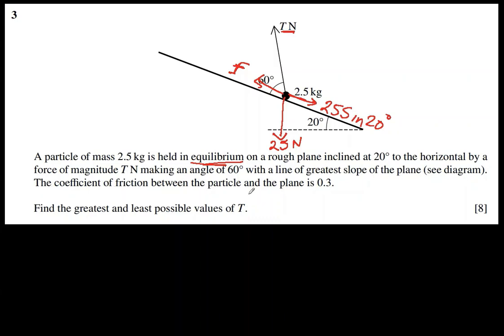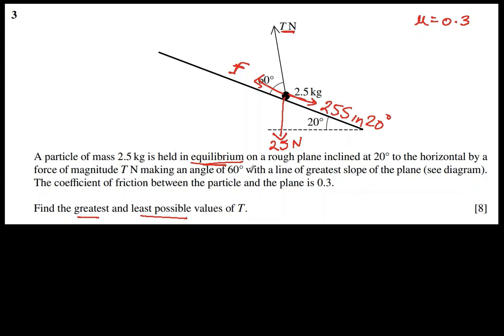Okay, the coefficient of friction between the particle and the plane is 0.3. Mu is 0.3. Okay, find the greatest and least possible values of T. This exam paper looks repetitive. These kinds of questions are repeatedly asked in exams.